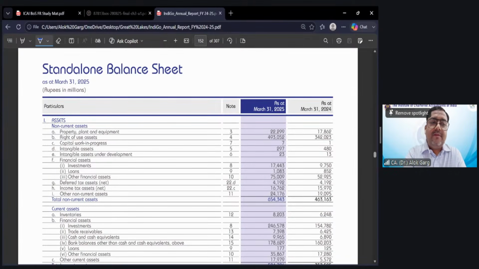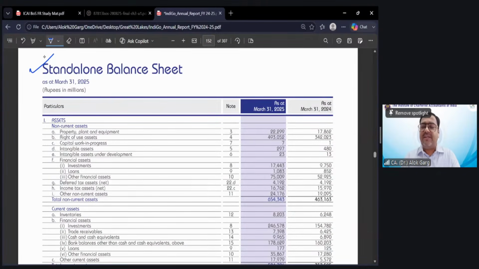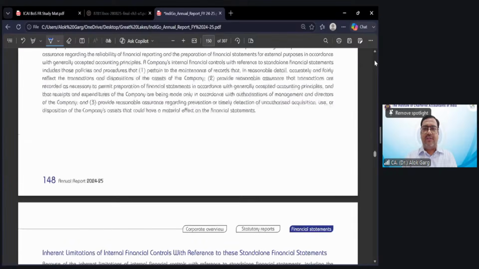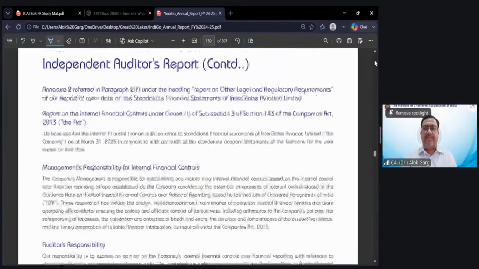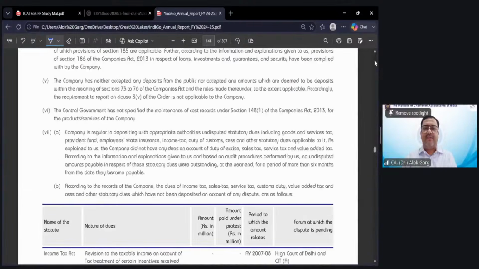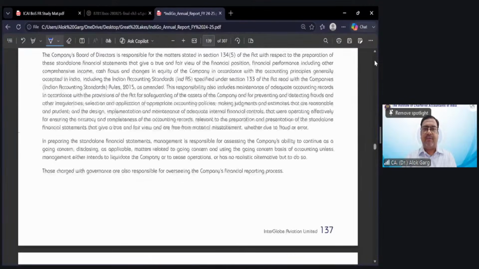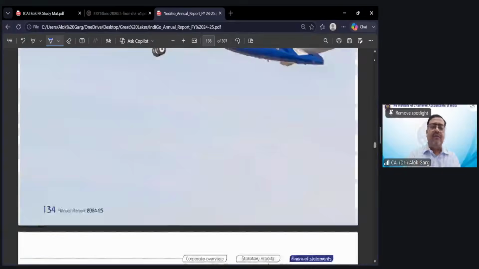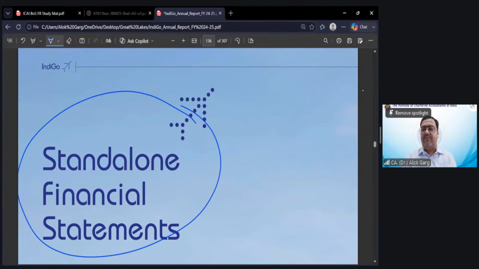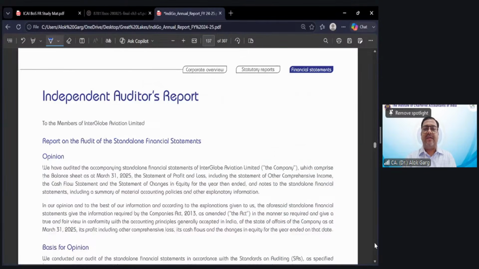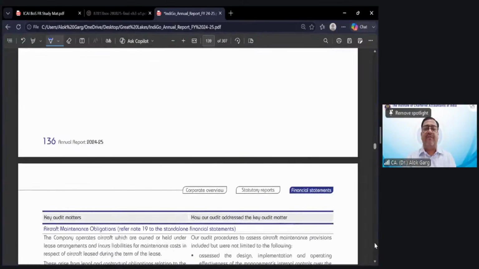Can you see? They have mentioned whether it is a standalone financial statement or consolidated financial statement. Is it mentioned? Yes. So basically, if you see the financial statements, right? This is the audit report. If you see, this section of financial statement is a separate section. It is clearly distinguished. Standalone financial statements, a separate section in the annual report. It is clearly distinguished. And if you see, the balance sheet clearly says the balance sheet as at 31st March 2025. Okay.